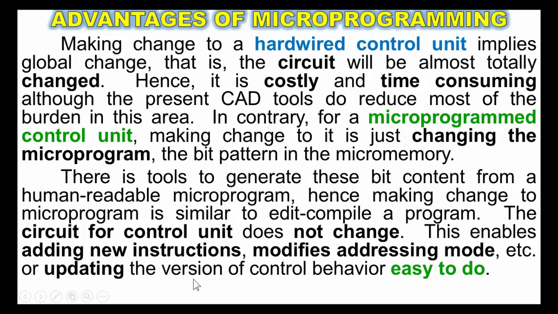There are tools to generate this bit content from a human-readable microprogram. Hence, making a change to a microprogram is similar to edit and compile of a program like in Java, Python, C#, or assembly. The circuit for the control unit does not change. This enables adding new instructions, modifying addressing modes, etc., or updating the version of control behavior, so the microprogram code is easy to change.